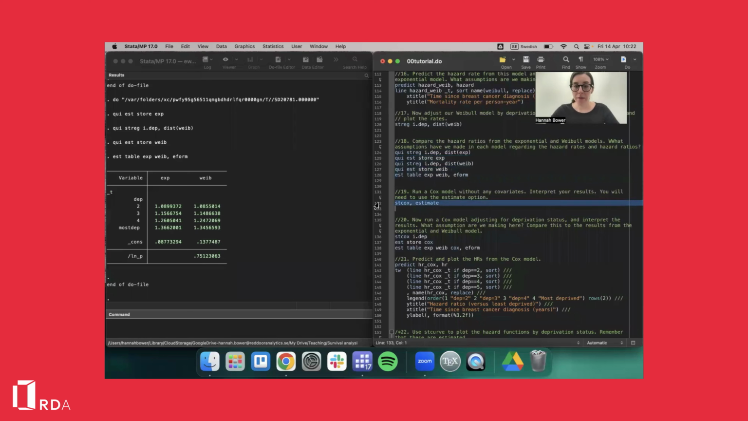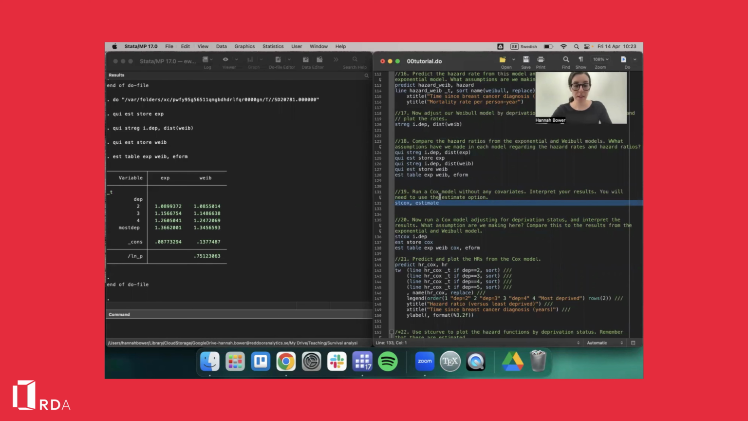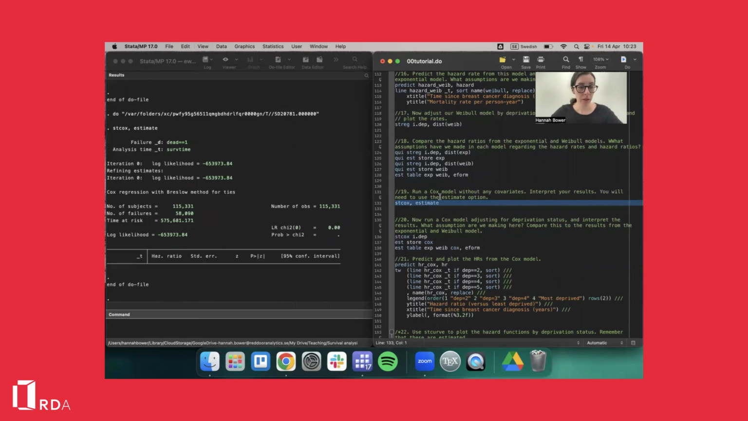So let's start by running a Cox model without any covariates. And in order to do that, what we do is use the stcox command in Stata to tell Stata that we want to fit a Cox proportional hazards model. But because we don't have any covariates, we have to use this estimate option here. So what we do is we run this like this, and you can see that there is absolutely no output.